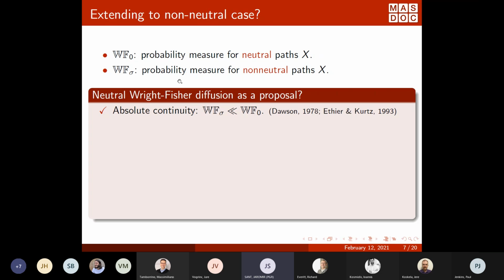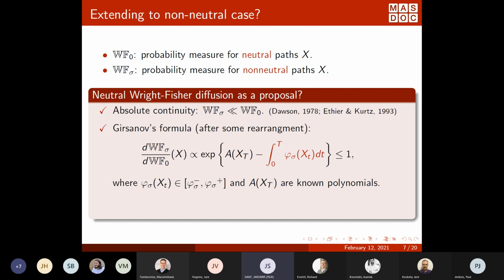and WF sigma to be the probability measure for a non-neutral one. A classical result is that we have absolute continuity of these two measures. And furthermore, we can just use Girsanov's formula to derive the Radon-Nikodym derivative, which is given by this functional form over here. And what's particularly nice of this in our case is the fact that both A and phi sigma are known polynomials, so we can bound them easily.